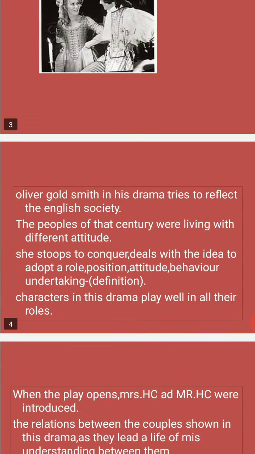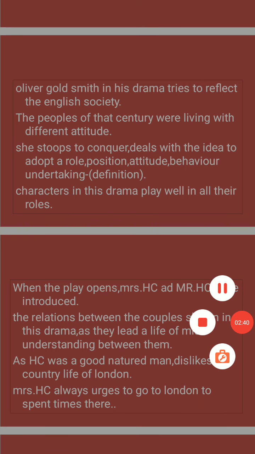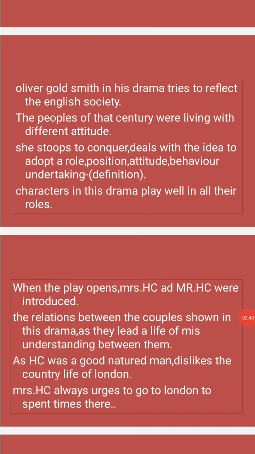Okay, so now the overall summary, the overall story of She Stoops to Conquer. Oliver Goldsmith in his drama tries to reflect the English society, the society of people during the 18th century. The people of that century were living with different attitudes. So what were the attitudes of the people at those times?